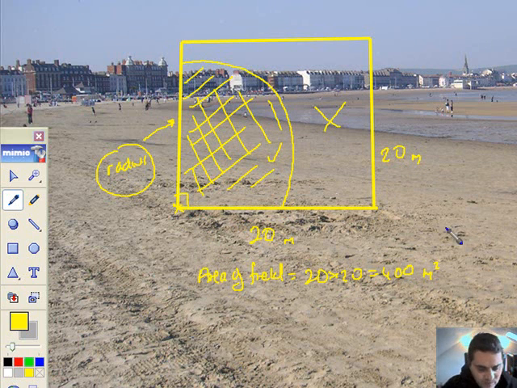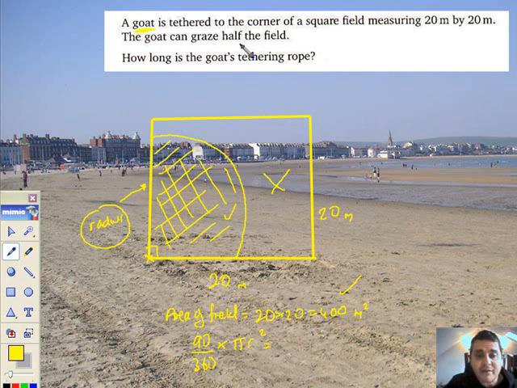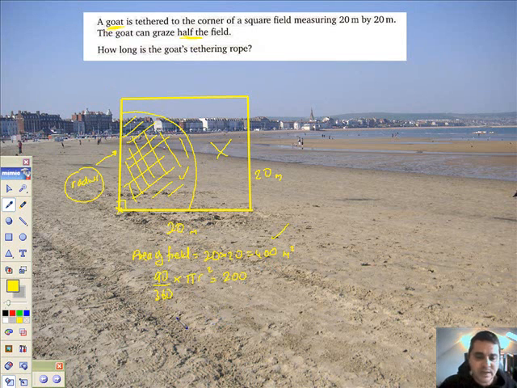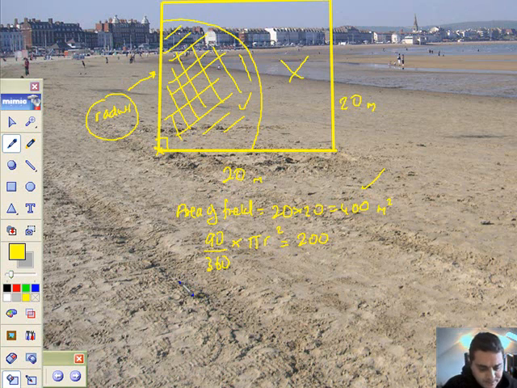So here we go. Obviously the area is 400 meters squared worth of munching ground, and we know it's a 90 degree angle at the corner, so 90 over 360 times pi r squared equals half the area of the field, 200, because half of 400 is 200. Very, very simple equation. Cancel down, 90 over 360 is basically a quarter. I'm going to take the 4 over and multiply, so I've got pi r squared equals 800.